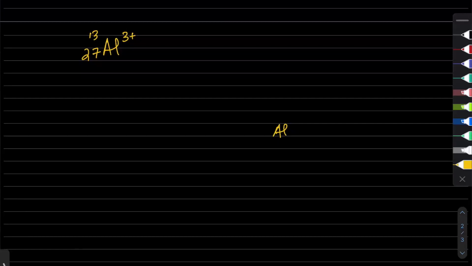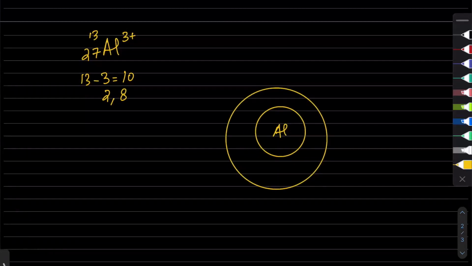It's just aluminum in the middle. And electrons are going to be 13 minus 3, proton minus charge. So that's 10. Now that's going to be 2 in the first one, 8 in the second one. So I'll draw 2 circles, not 3 this time, because it has lost 3 electrons. I put 2 in the first shell, 8 in the second shell.